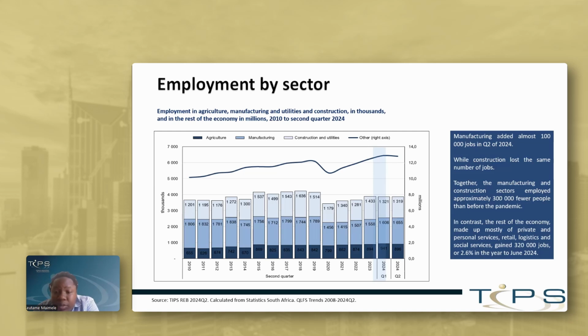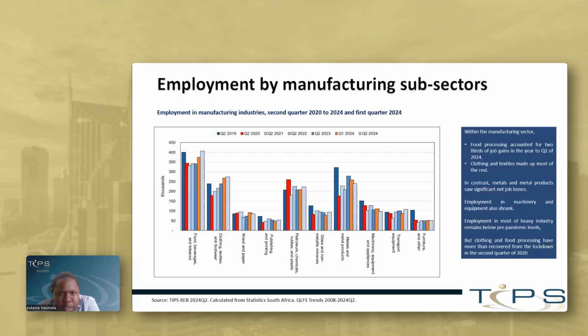In contrast, the rest of the economy, made up mostly of private, again just linking it back to the drivers of growth in the South African case, you see that most of private and personal services, retail, logistics, and social services have actually gained 20,000 jobs, or 2.6%, in the year to the second quarter of 2024. Then just drilling down into manufacturing subsectors.